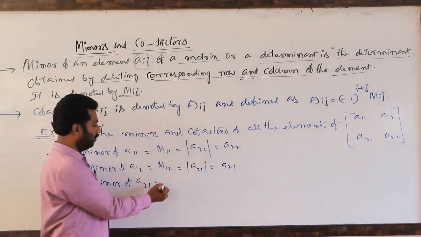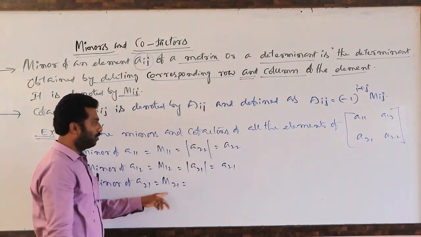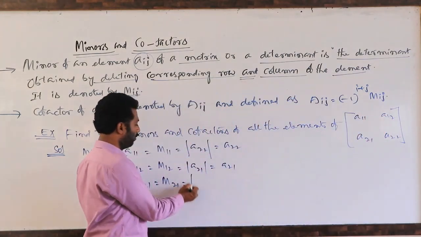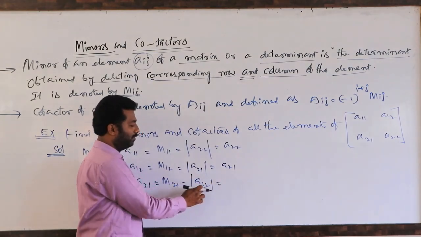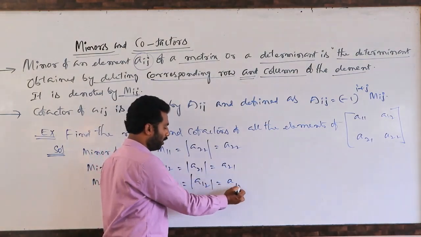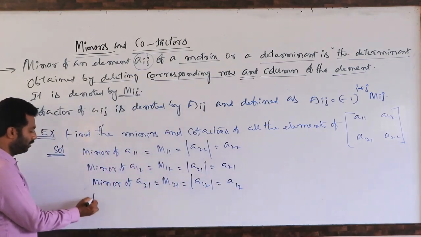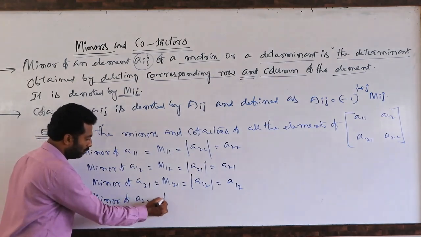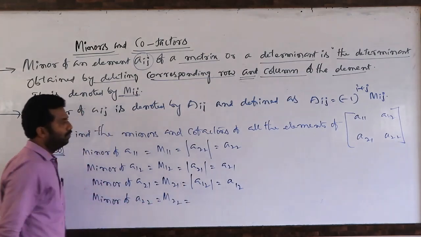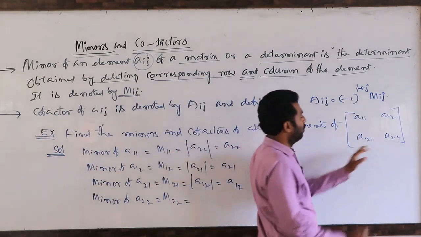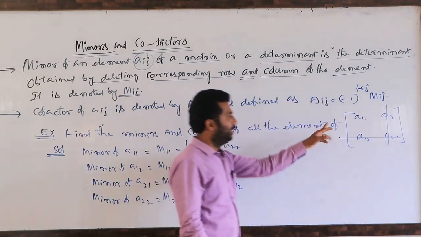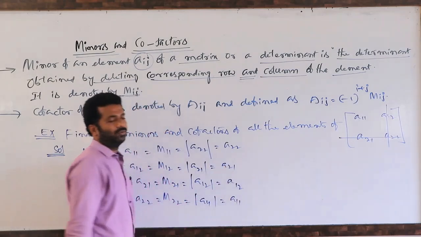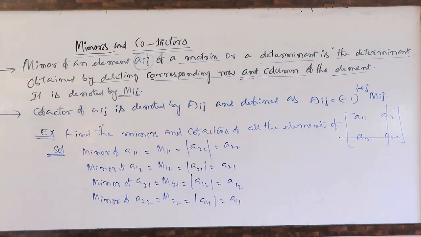Then the minor of A21, denoted by second row, first column. This is second row, this is first column. What is left is A12. The determinant of a single element means nothing but that element only we have to write. Then the minor of A22, nothing but M22. M22 means second row, second column we have to delete. Then what is left? That is A11. Like this we have to calculate minors.